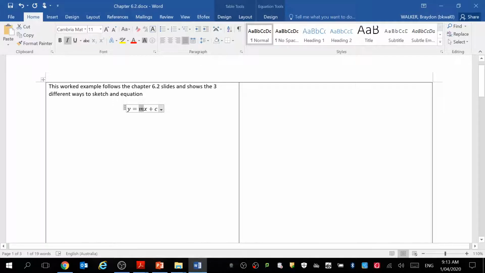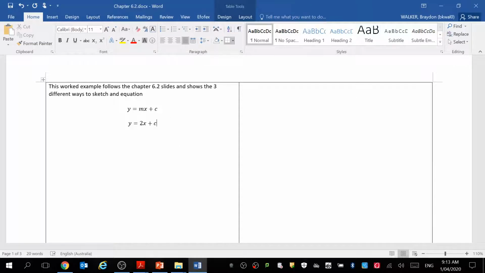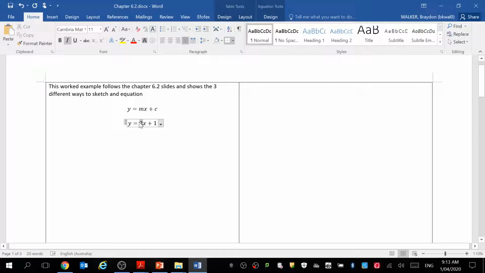Another way that people always get confused is with an equation, so let's just do a random example. y equals 2x plus 1. What this means is we have a gradient of 2. Now, gradient is broken down into rise over run. 2 as a fraction is 2 over 1. So that means that we would have a rise of 2 and a run of 1, and I'll go through and explain that in just a moment. And our y-intercept is 1.